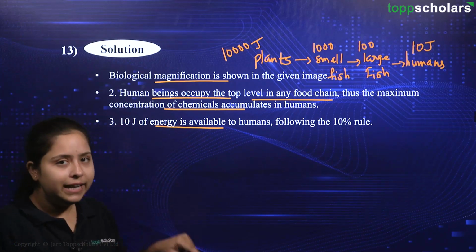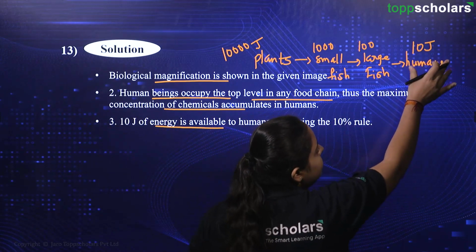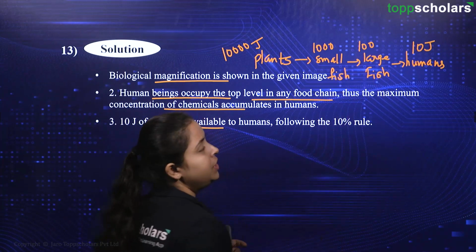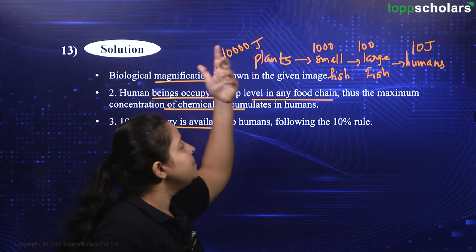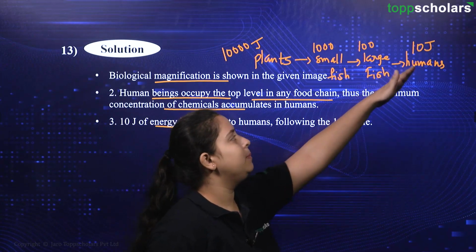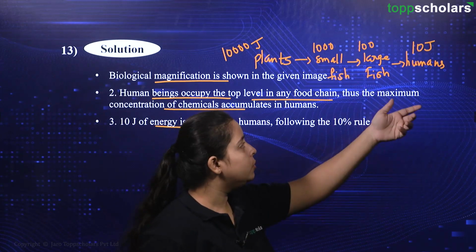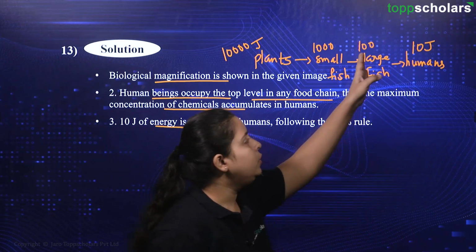Then in the next part of the question, you were asked that if humans are replaced from this trophic level to this trophic level, then what is the amount of energy available to humans in this hypothetical condition? So basically this is 100 joule for these large fishes. Large fishes are being replaced by humans. So 100 joule of energy will be available for humans if we are considering their replacement from this trophic level to this trophic level.